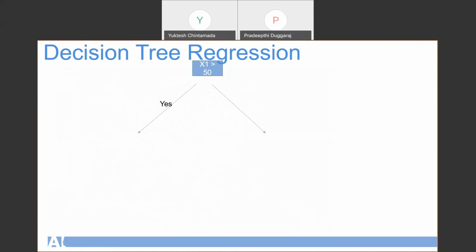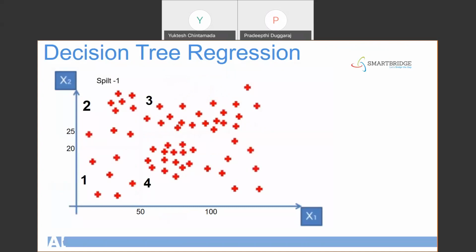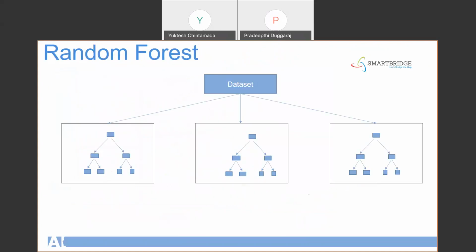So this is the difference between regression and classification. In classification, you use entropy and information gain to split the data, and in regression you usually split the data randomly and then apply mean square error. Whenever the error is minimum, you consider those splits the best splits, right? In the same way, you will have random forest classification as well as regression.